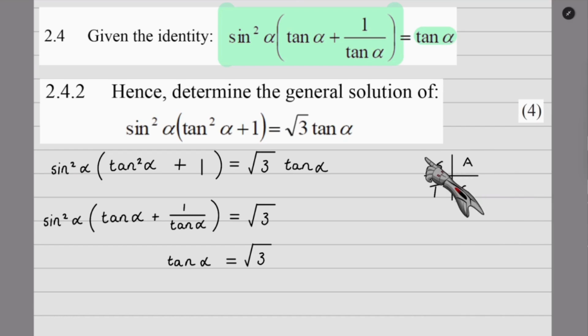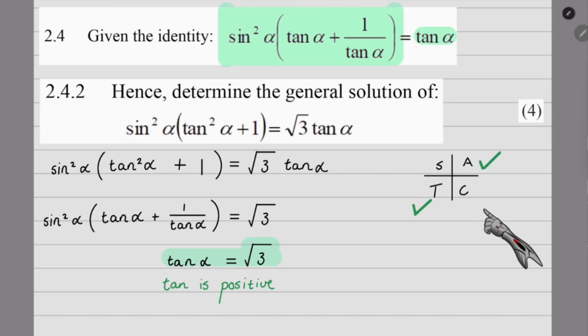Okay, so I'm going to start off by doing a small CAST diagram, and over here I can see that tan is positive because it's just positive root 3. And in my CAST diagram, tan is positive in those two quadrants, the A and the T quadrant. But the beautiful thing about tan is you only need one general solution. So I'm only going to do the first quadrant because it's a lot easier than the third quadrant.